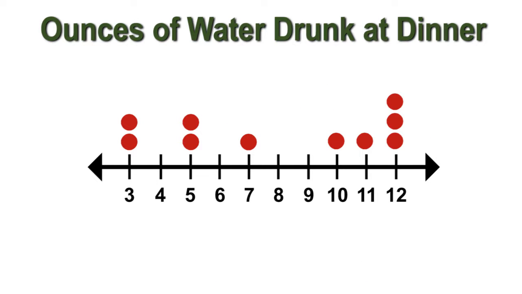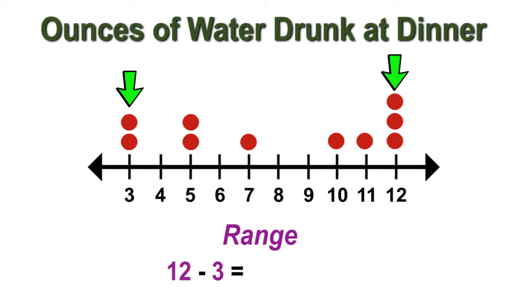Let's find the range for the following data of ounces of water drunk at dinner. The highest data point is 12 ounces and the lowest data point is 3 ounces. The difference between 12 and 3 is 9. The range of the data is 9. The data is spread over 9 ounces.